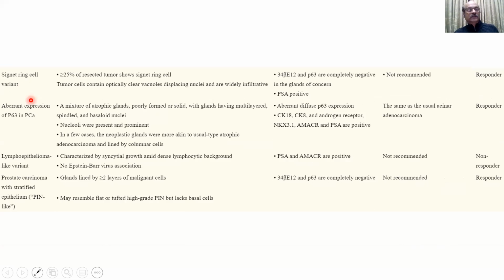Signet ring variant, here more than 25% of the tumor volume shows signet ring cells. These cells contain optically clear vacuoles displacing the nuclei, and these are widely infiltrative. And their Gleason score is actually not recommended. They are also responders.